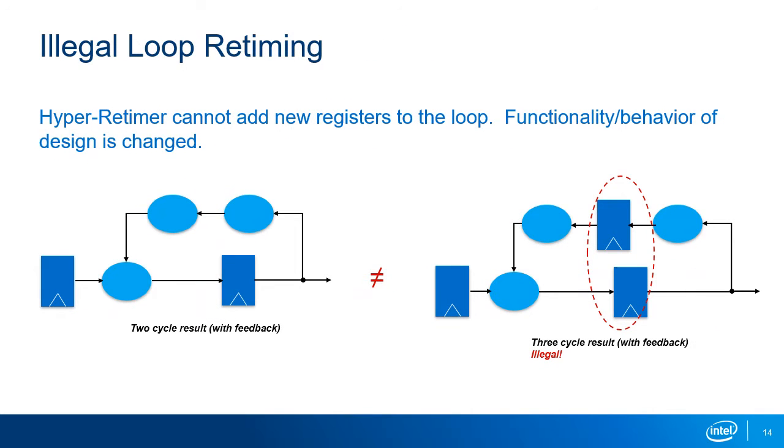But we cannot change the number of registers within the loop. Unlike any of the solutions from the previous slides, this action would change the functionality and is an illegal move for the hyper-retimer. In this example, the circuit expects the feedback value to appear one cycle later. Adding a second register makes the feedback value appear 2 cycles later, again changing the circuit behavior and the output results. Whether this breaks the circuit's actual functionality is dependent on what the circuit is actually doing, but the hyper-retimer cannot legally assume it will not.